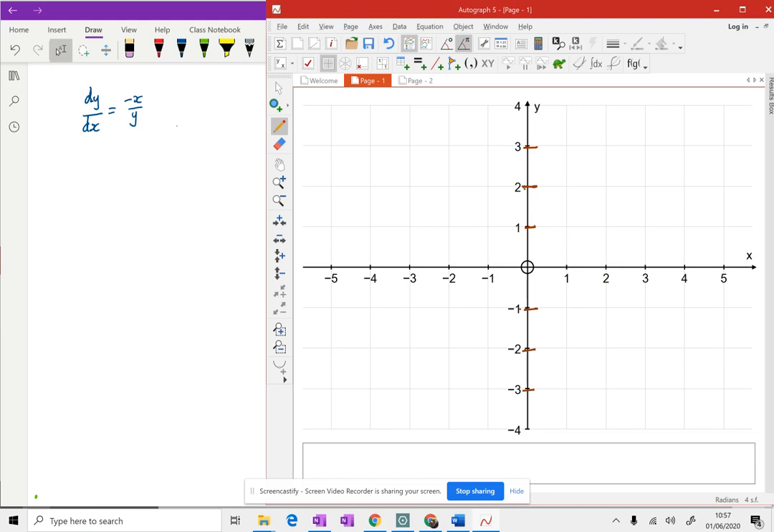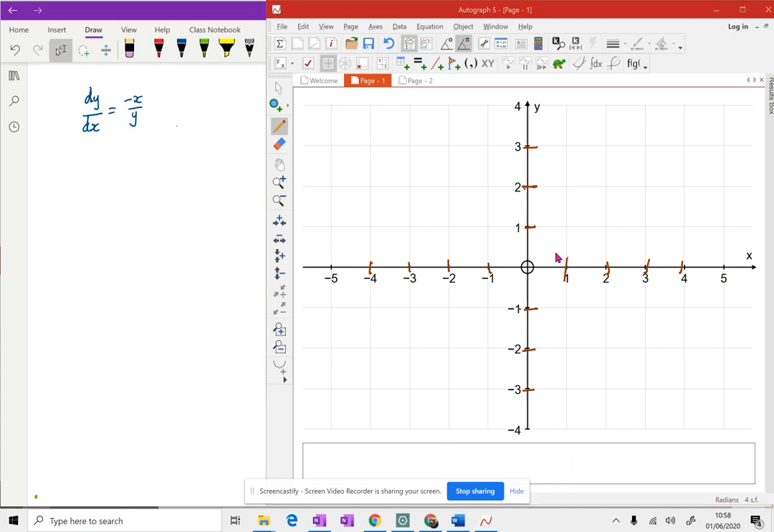What about the gradient on the x-axis? On the x-axis, y is 0, so your gradient is always infinite. I'm carefully leaving out what happens at the origin. So we have an infinite gradient. So all the way along here, I'm marking little gradient directions.